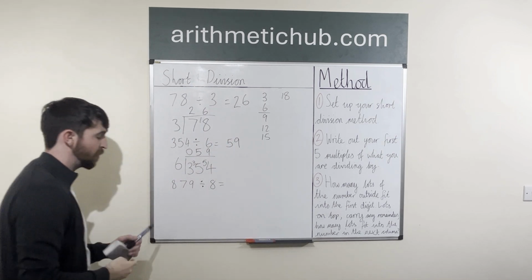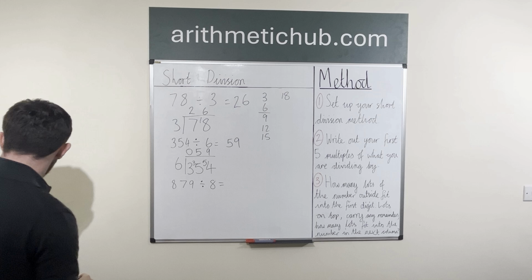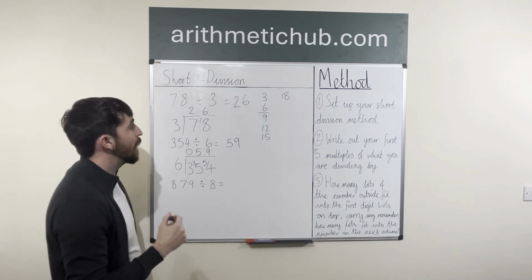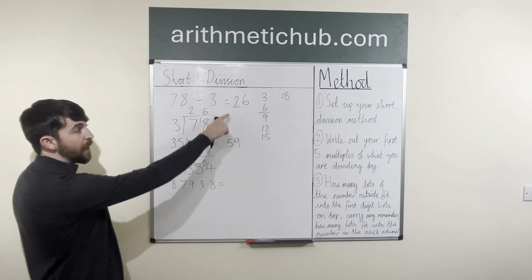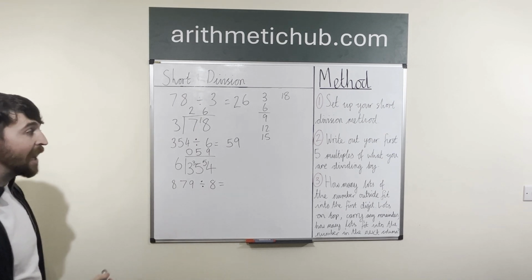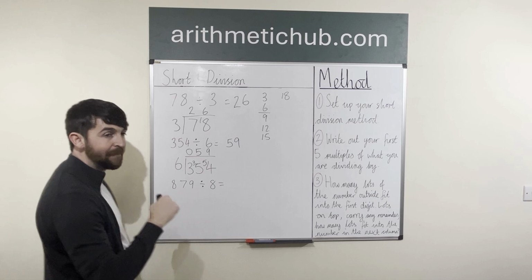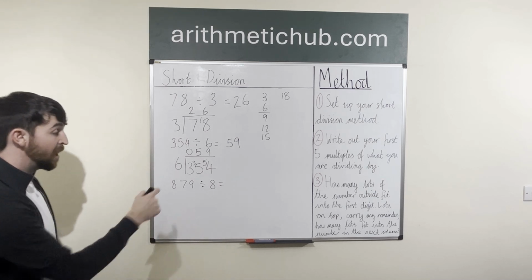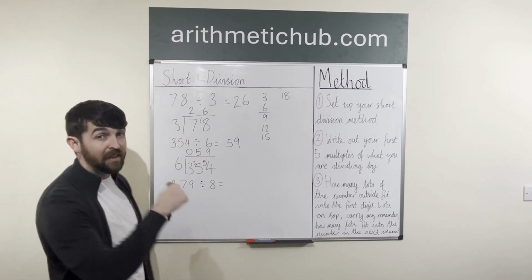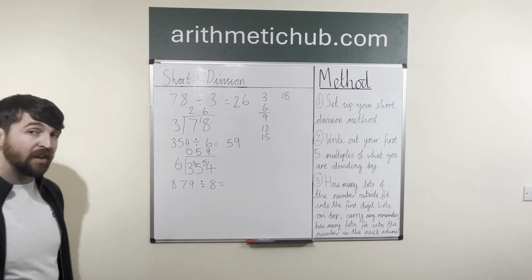And let's have a look at this one. 879, and we're going to be dividing that by 8. Now, straight away, there were no remainders on these questions, which was really handy for us. I can immediately tell there's going to be a remainder here, because this is an odd number, and it's being divided by an even number, so there is going to be a remainder.